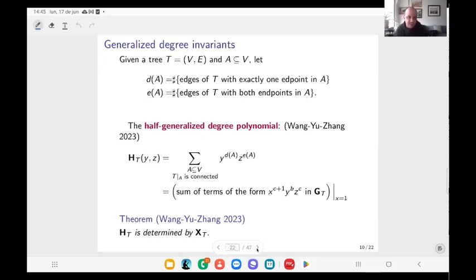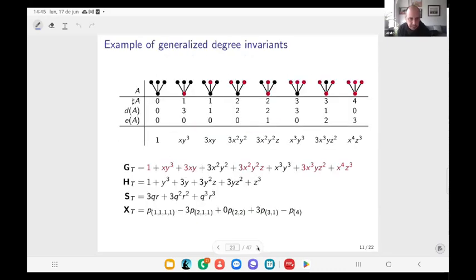So they define this half generalized, which is like if I take the Q polynomial and I take only the terms of this form and I evaluate them at x equal to 1, I get this polynomial. So of course it's an invariant that is not as powerful as the GDP. And actually they show that you can determine this polynomial from the chromatic symmetric function. And so an example in order to get an idea of how these invariants work.